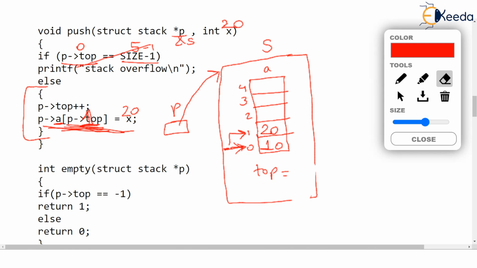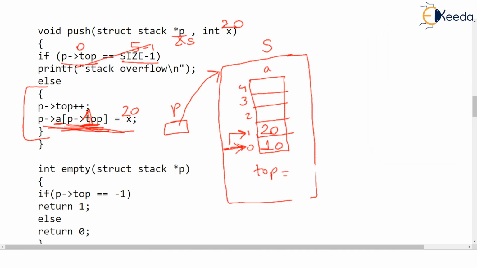Let me write it neatly. So top now is 1. Don't you see a perfect stack here? This stack was initially empty, top was -1. Then we pushed 10, then we pushed 20. So after pushing 10 and 20, obviously top should be 1.